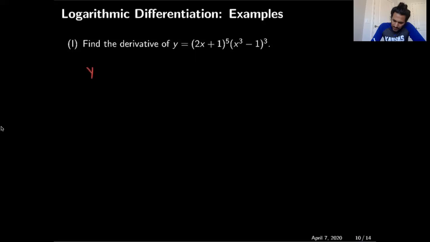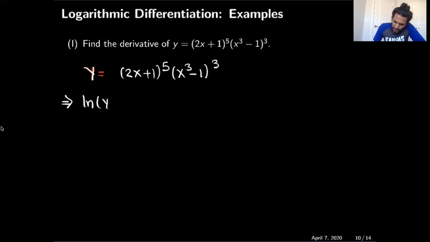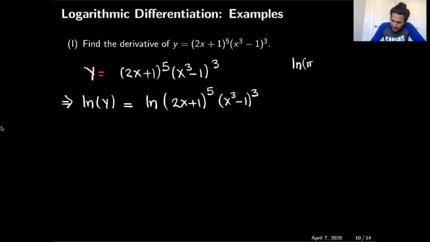So our function is y is equal to 2x plus 1 to the power 5 times x cubed minus 1 to the power 3. My first step is always taking the natural log of both sides. So I will take natural log of y equals natural log of 2x plus 1 to the power 5 times x cubed minus 1 to the power 3. I will use this property of natural log: the multiplication inside of the natural log is the addition outside of the natural log.